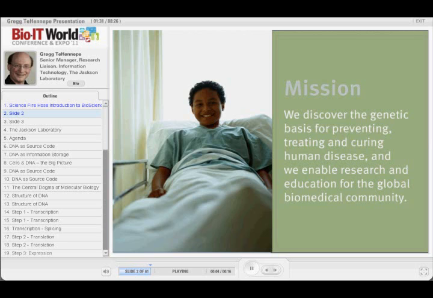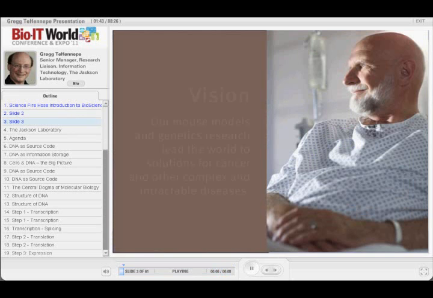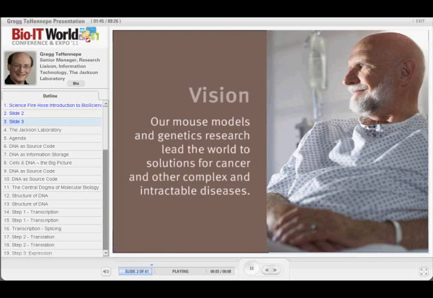I just want to tell you briefly a little bit about where I come from. I work at the Jackson Laboratory. I've been there 16 or 17 years. We are doing basic biomedical research, nonprofit, grant-funded, mammalian genetics. We're basically trying to find the root causes of genetic disease and help find solutions to them.